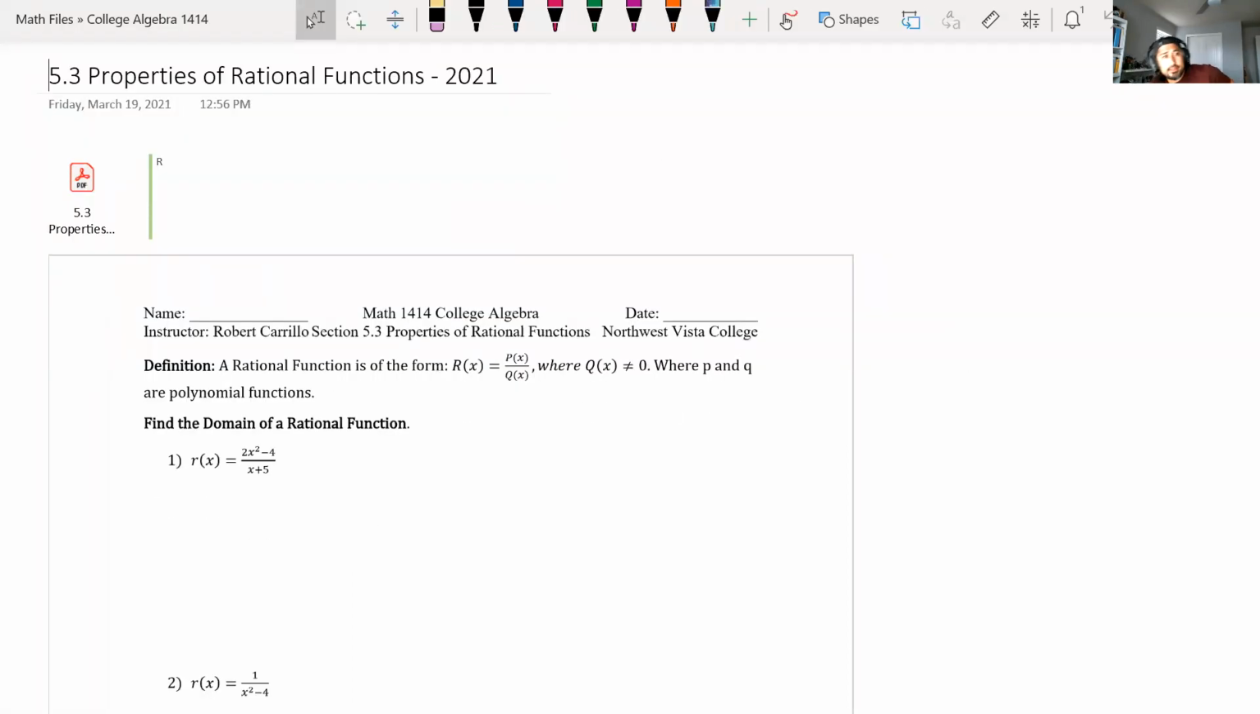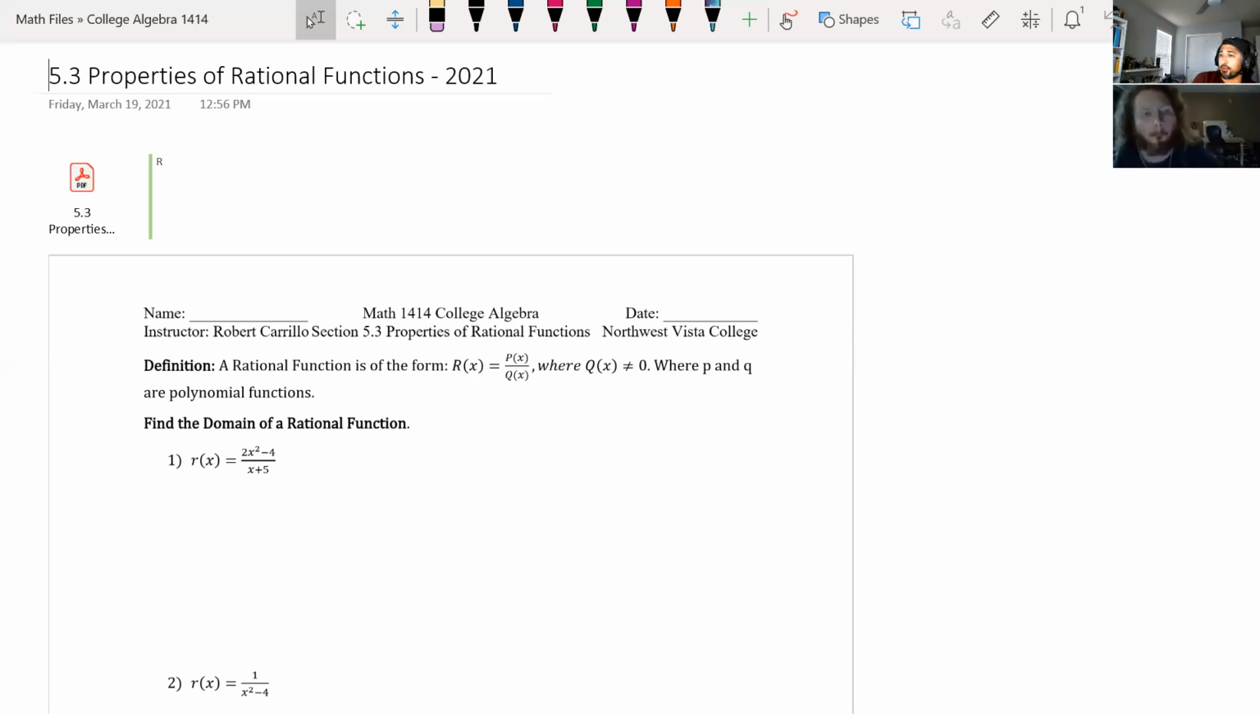Okay, so today we are just covering properties of rational functions because we are going to start graphing rational functions in the next section. So today we'll cover domain of a rational function, and we'll cover something called asymptotes. There are vertical asymptotes, horizontal asymptotes, and possibly oblique or power asymptotes of a rational function. So we will touch on all of these today.